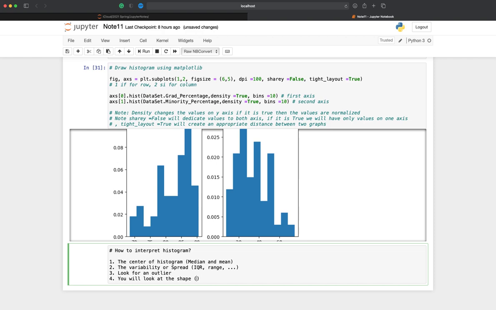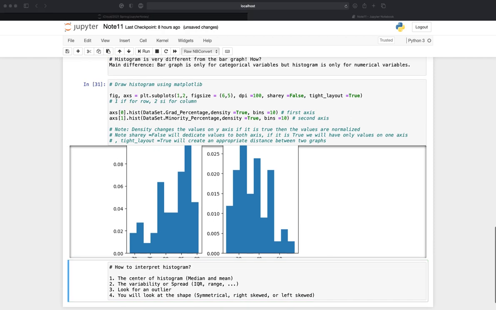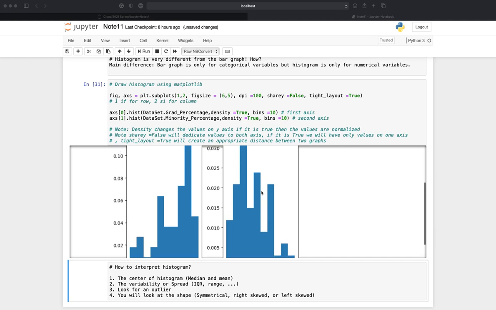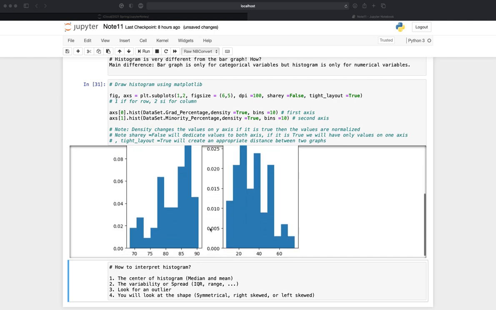Shape can be symmetrical, can be right skewed, or can be left skewed. Okay, so right skewed or positive skew distribution. What is that? Something in this form.